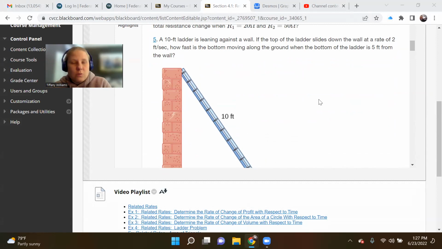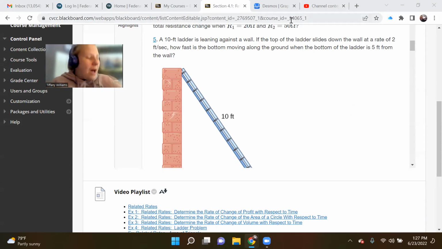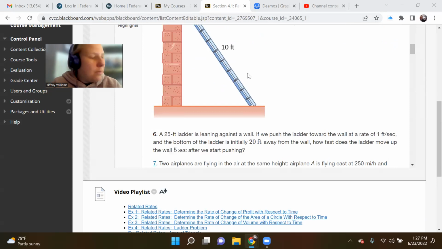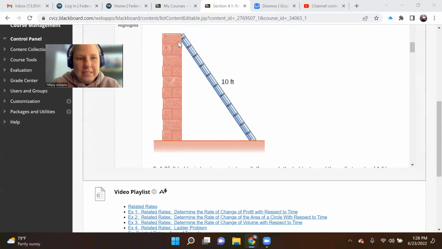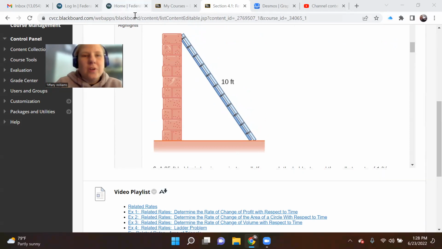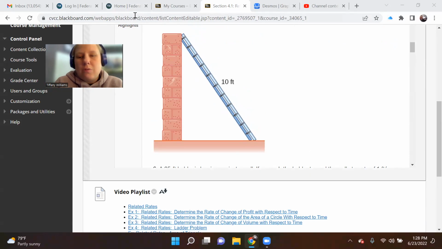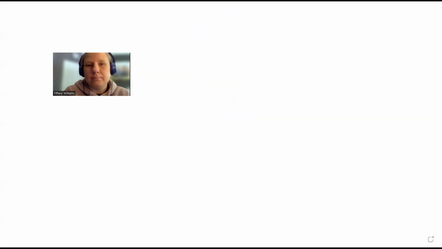So we do have a couple of things going on here. The ladder is sliding down the wall, but when it slides down, of course, the bottom end of it has to push out too. So I'm going to draw a picture. Now, they've already got a picture for us, but I'm going to draw a little bit more in-depth picture because they've only got this side labeled, and I actually need all the sides labeled, at least for this example. So let me do a whiteboard here. So number 5, this piece was 10.